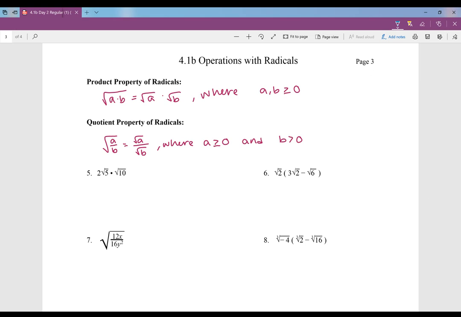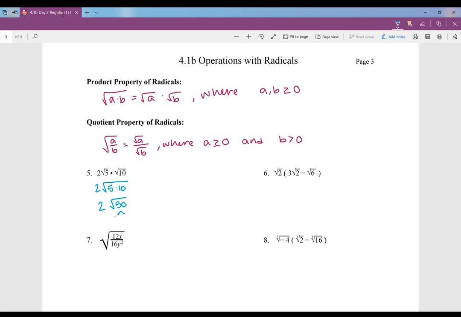Okay, so let's do some examples. For number 5, we're doing 2 root 5 times root 10. We can use our product property and know that if we have two separate radicals, then we can multiply under one radical. So 5 times 10 is going to be 50. So we have 2 root 50, and then we need to simplify.